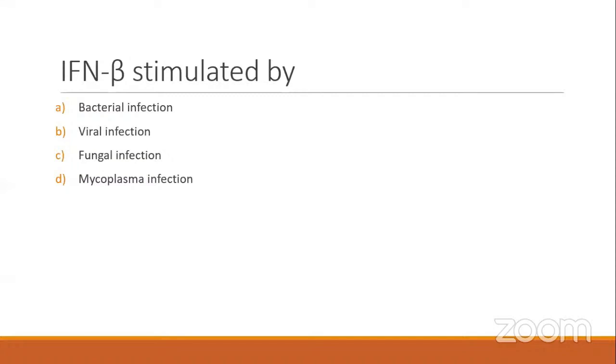Whenever there is any viral infection, it is not only restricted to interferon beta, but interferon alpha will also be stimulated and their production will be increased. But interferon gamma is a little bit different from the viral infection part. Rather, it is mainly seen in case of delayed type hypersensitivity reaction.